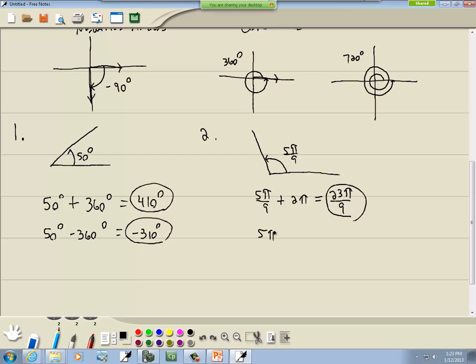Now, just like working with degrees, we can also subtract 2 pi. Because if you add or subtract 2 pi, you're back to where you started anyway. And this is another mixed number. We can take negative 2 here times 9 gives us negative 18 plus 5 gives us negative 13 pi, and our denominator stays the same. That's kind of handy if you remember that little trick there.